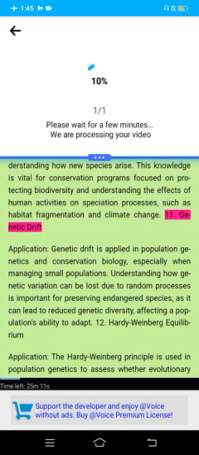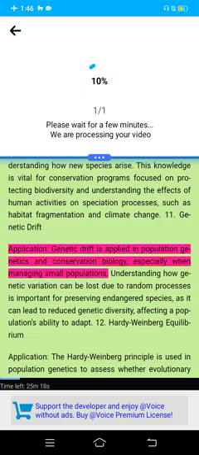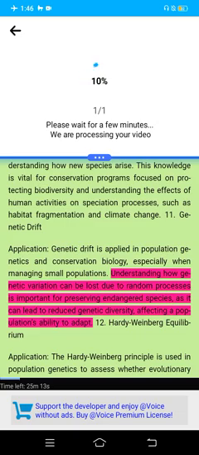11. Genetic drift. Application. Genetic drift is applied in population genetics and conservation biology, especially when managing small populations. Understanding how genetic variation can be lost due to random processes is important for preserving endangered species, as it can lead to reduced genetic diversity, affecting a population's ability to adapt.